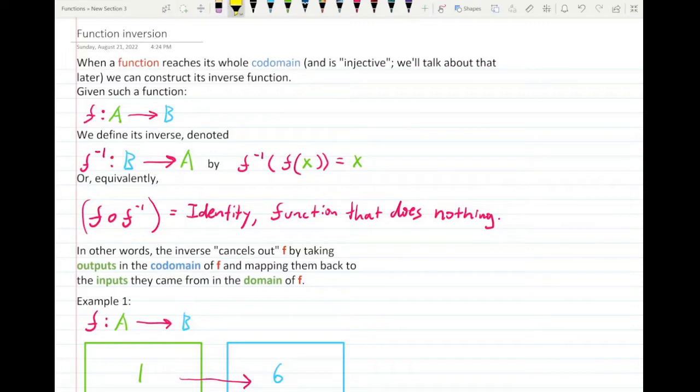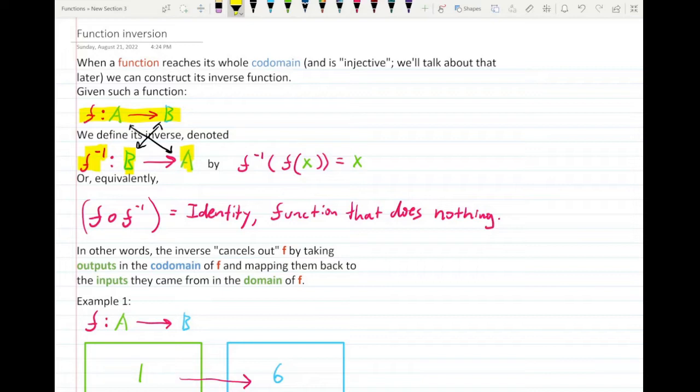What does that mean? Well, given such a function, we'll say f from A to B, and we'll assume that it satisfies these conditions we just talked about. We'll define its inverse, which is written as f inverse with this -1 here. Don't confuse that with to the power of -1. It goes from the codomain of f, so in this case B, back to the domain of f, so back to A in this case.